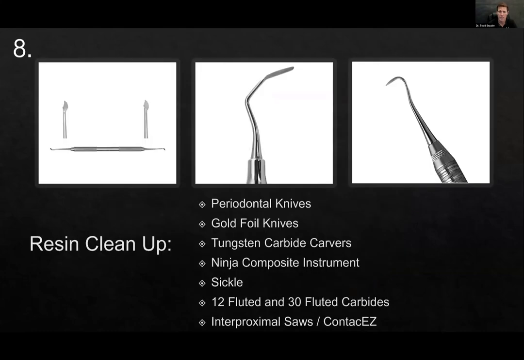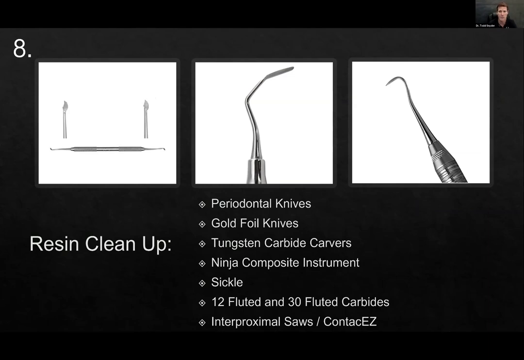And so I'm going to go in with various things like these, whether you've got periodontal knives, gold foil knives, tungsten carbide carvers from companies like Brasseler, or a Ninja composite instrument from Clinician's Choice, which is the center picture you're looking at. That one's phenomenal for interproximals, for the veneers, and for your class two composites. Couldn't recommend a better product. But also a lot of hygiene cleaning instruments I'll use.